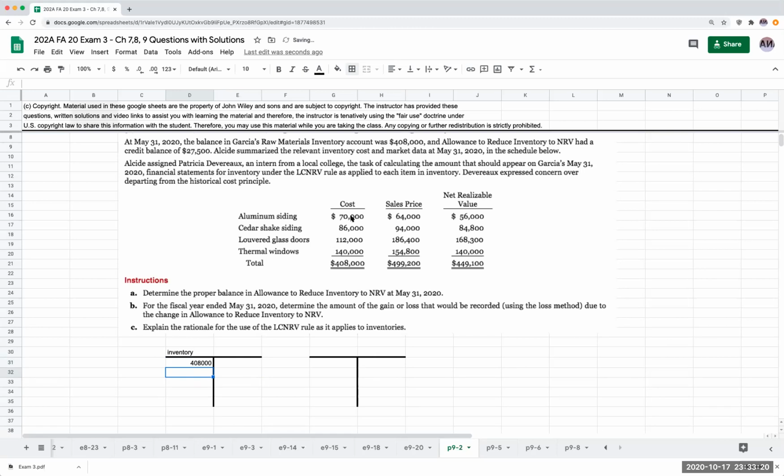And that 408 is the cost of these items right over here. And then the allowance to reduce inventory to NRV was a credit of 27,500. LCD assigned Patricia Devereaux, an intern from a local college, the task of calculating the amount that should appear on the 2020 financial statements if the lower of cost or net realizable value is applied to each item in inventory.